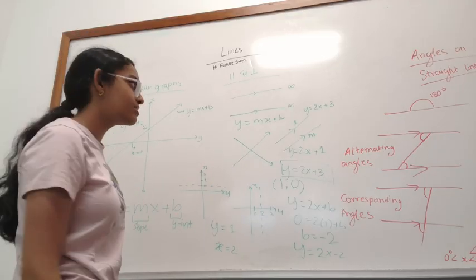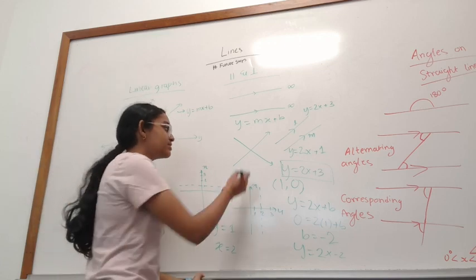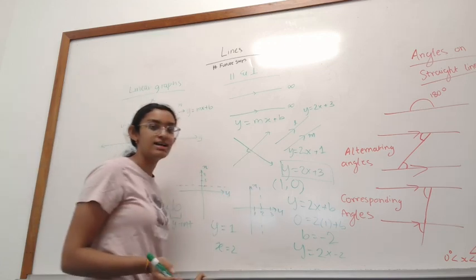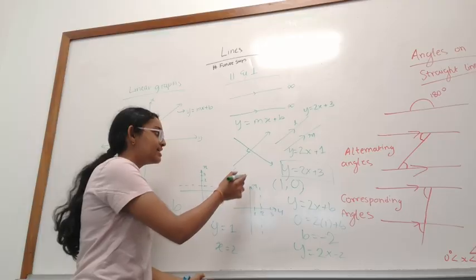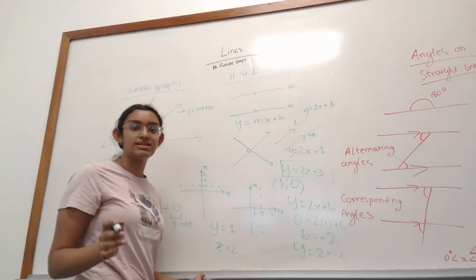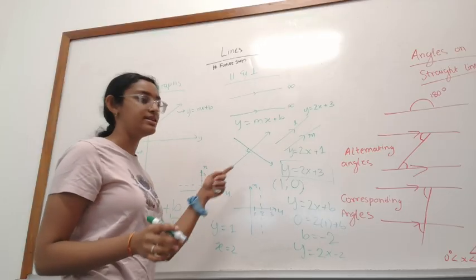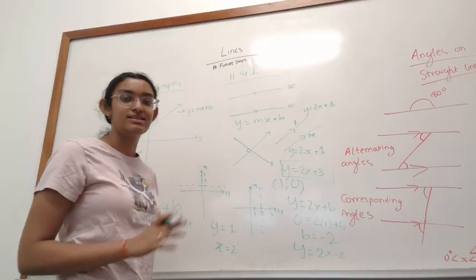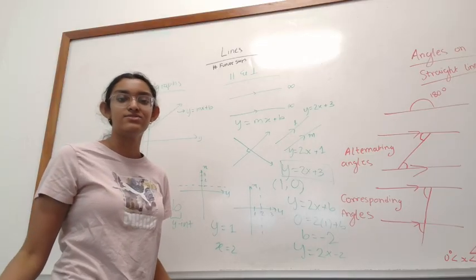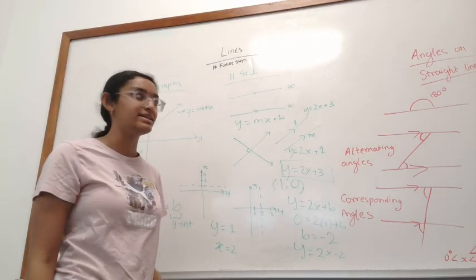Now, perpendicular lines are a little different. So we know perpendicular lines are at a 90-degree angle, and they always intersect at one point, and then they're also going to infinity. Parallel lines never intersect. They just keep going forever, never intersect, never meet each other.